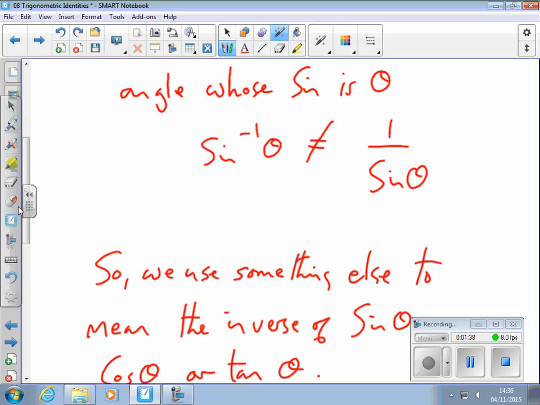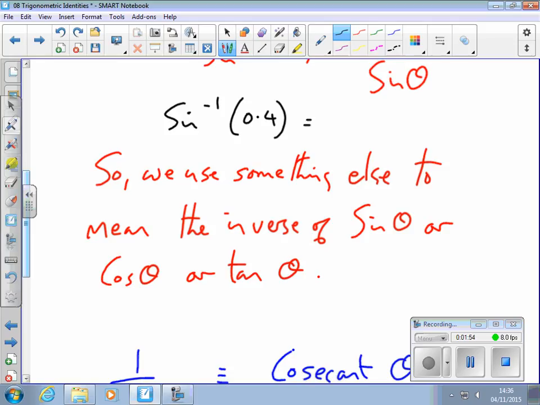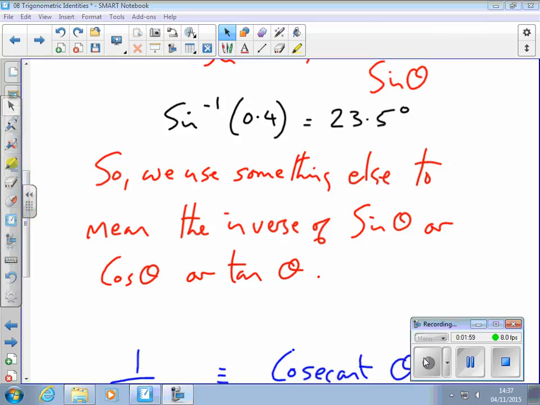So if I'm given a number and I want to work out the angle whose sine is theta, I'd find sine to the minus 1 theta. So for example, on your calculator, if you worked out what sine to the minus 1 of 0.4 is, what would you get? So sine to the minus 1 of 0.4 is 23.5 degrees.